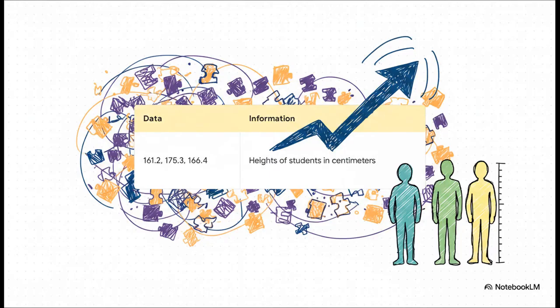And check this out. Here's that transformation happening right now. The second we add the context, the heights of 3 students in centimeters, boom, those random numbers just snap into focus. They're not just numbers anymore, they're information. We've officially gone from meaningless noise to actual meaning.